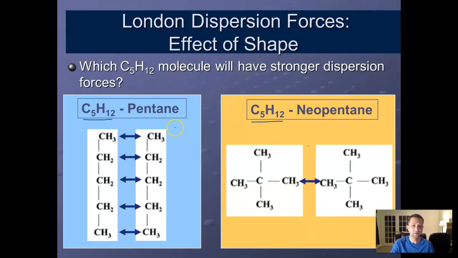Okay, so this has a stronger intermolecular force. This is a weaker intermolecular force. This would have a higher boiling point, melting point. This would have a lower boiling point or melting point because of the weaker London dispersion forces.